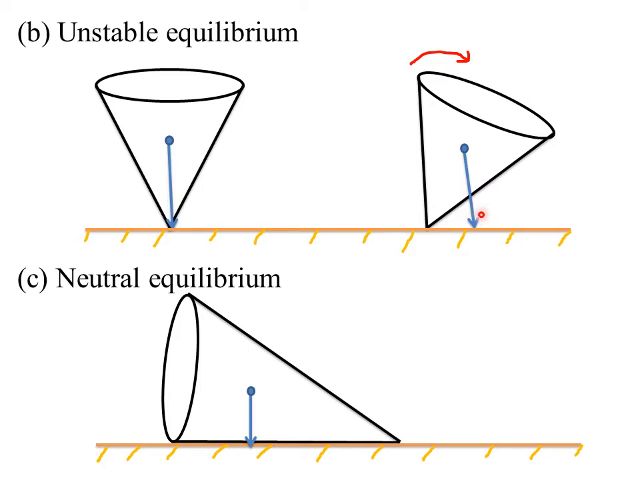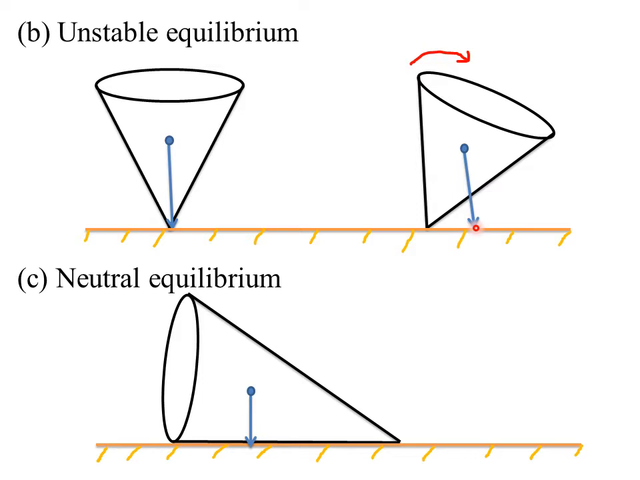Then the second example of an object in unstable equilibrium is a cone resting on its thin top end. Like for this case, I have my top end here. So if I have my cone resting on the surface on its top end, because the area of the top end is very small, it means the vertical line easily falls outside the base. So a cone resting on its thin top end.